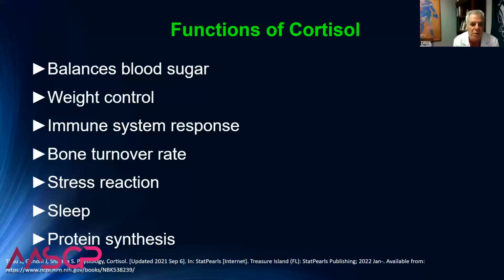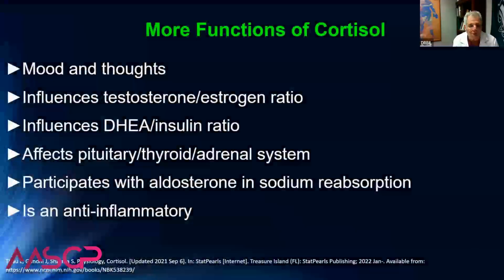Some functions of cortisol: it balances the blood sugar, it helps control weight, it turns over bone, it improves sleep, and it creates protein synthesis. It will stabilize moods and thoughts. It will influence the testosterone estrogen ratio. It will influence DHEA and insulin. It affects pituitary, thyroid, and adrenal systems. It is anti-inflammatory.